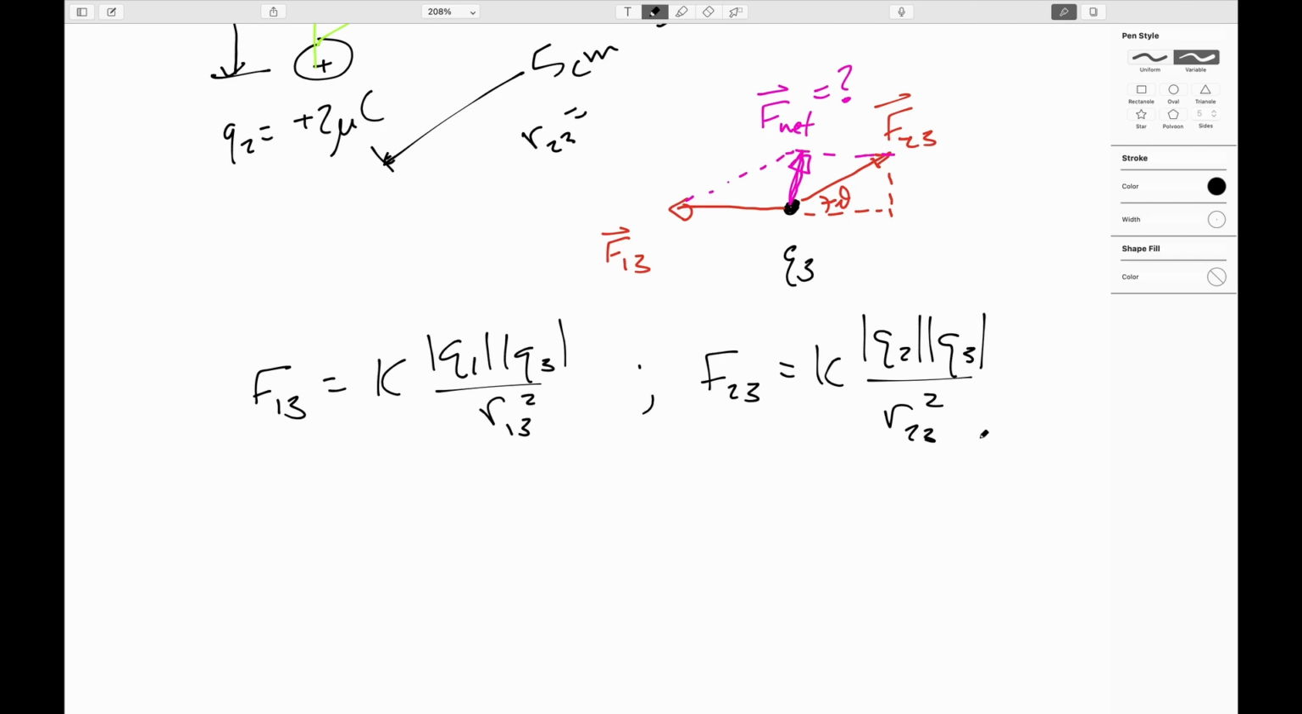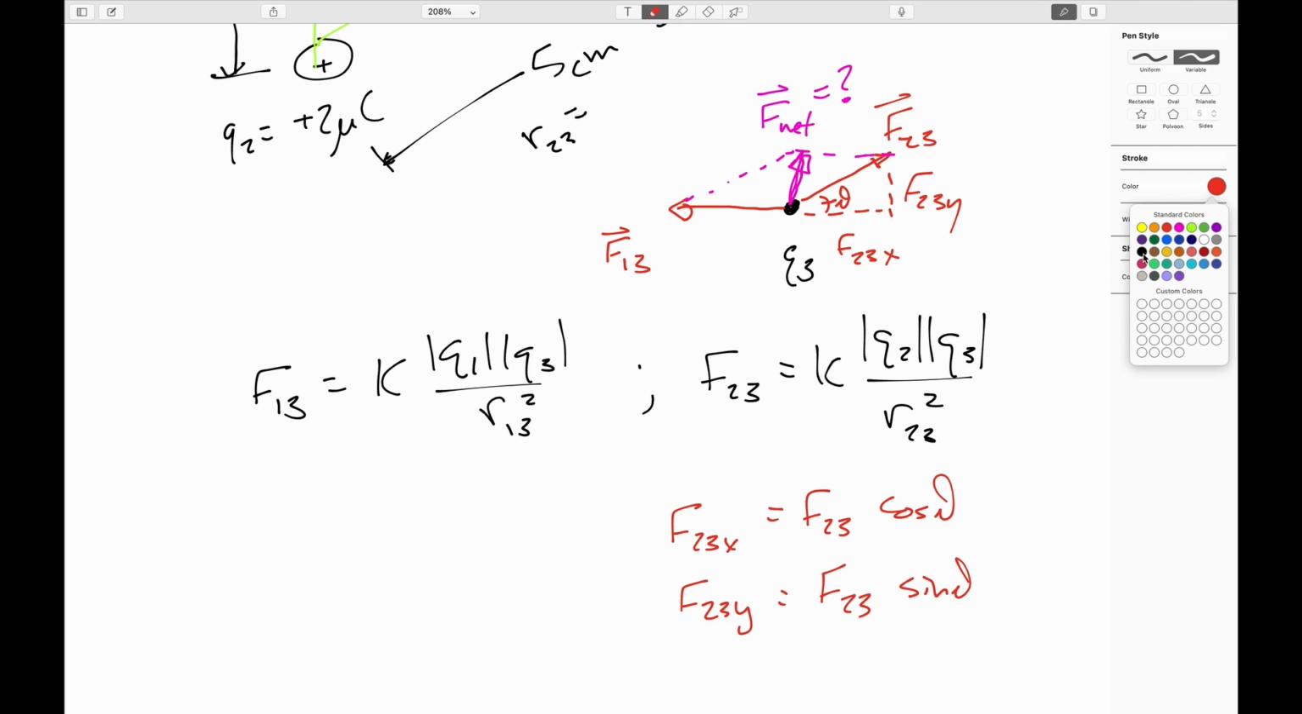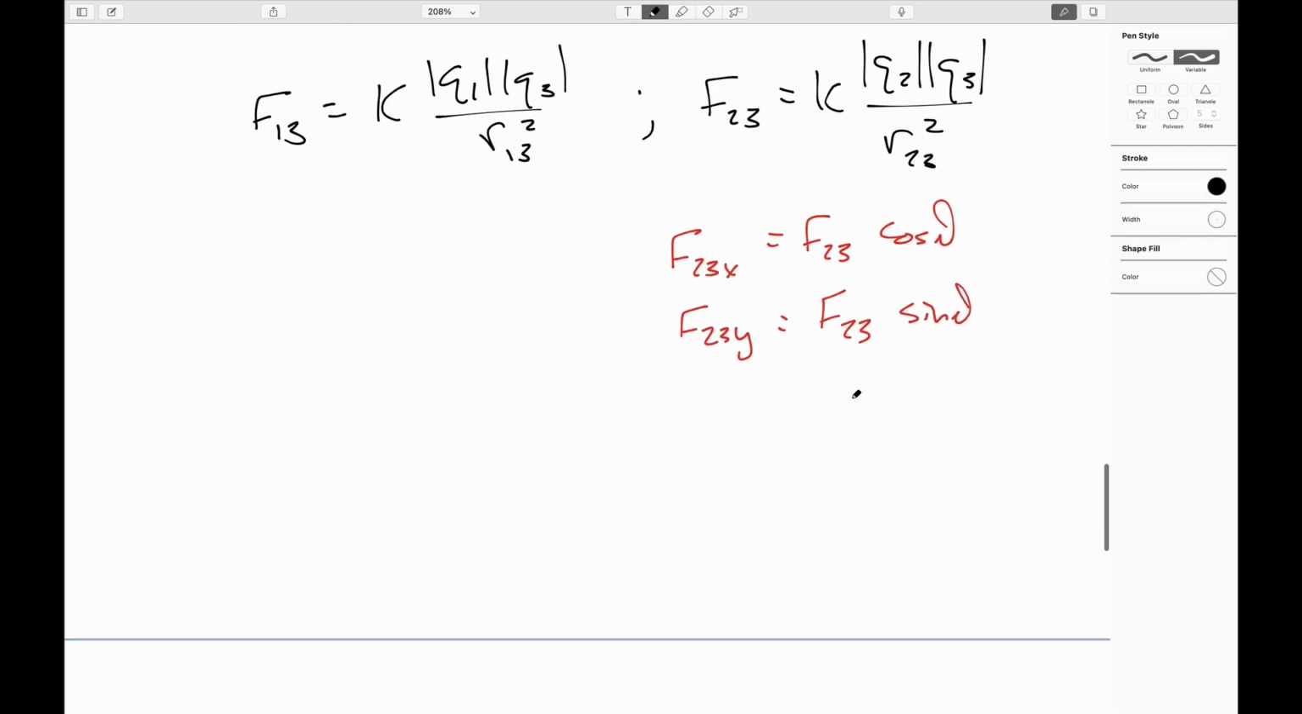All right, so we're going to have to find the x and the y components of my f(2,3) here. So this will be f(2,3y), and that's going to be f(2,3x) right there. So this is the adjacent, that's the hypotenuse. That's going to give me a cosine. So f(2,3x) will be equal to f(2,3) cosine theta, and then similarly f(2,3y) will be f(2,3) sine theta.